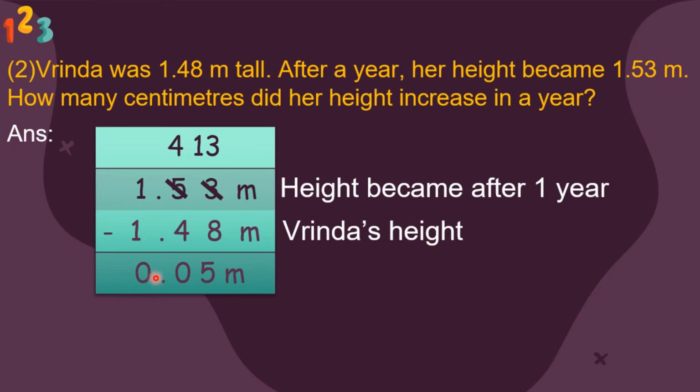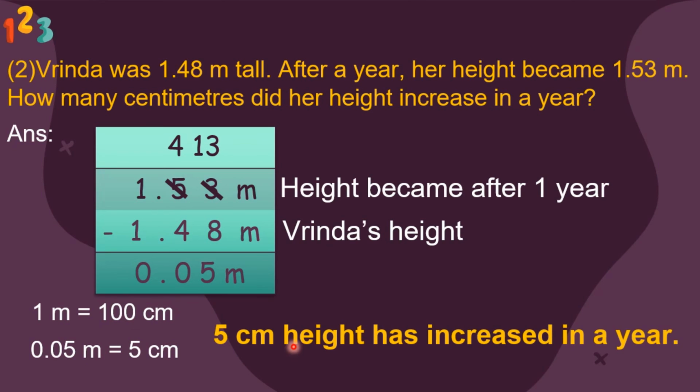0.05 meter. So we write the statement as Brinda's height increased by 5 centimeter in a year, as we converted 0.05 meter into centimeters because we know 1 meter is equal to 100 centimeter. So 0.05 meter will be 5 centimeter.